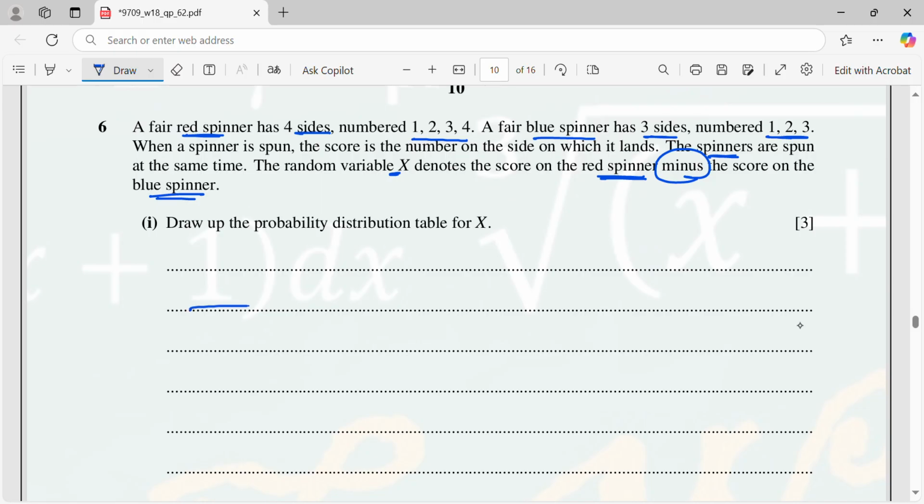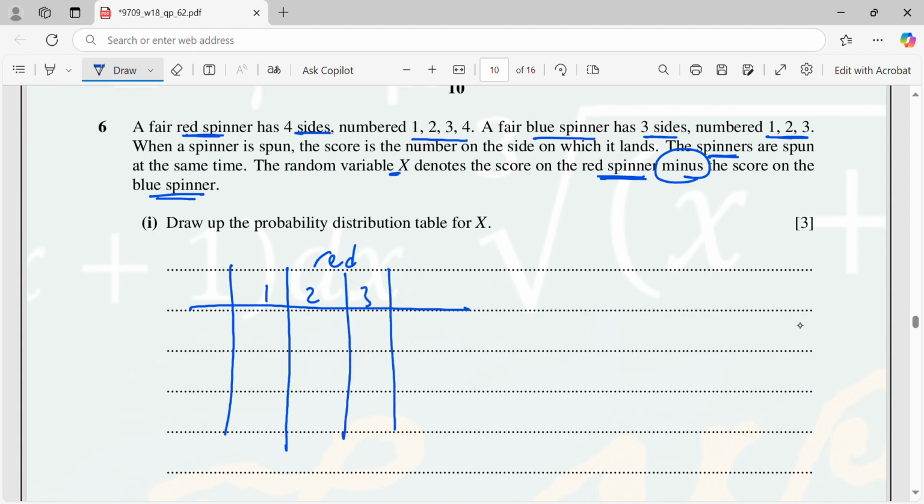So I will draw the table first to write down the results after you subtract. So let's say this is the red spinner, which has 4 sides. Then the blue spinner has 3 sides. Okay, so now it's mentioned that X means the score on the red spinner minus the blue spinner.